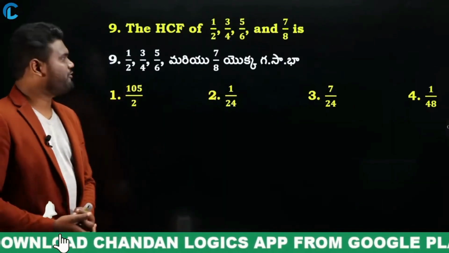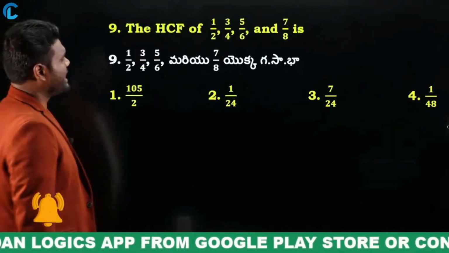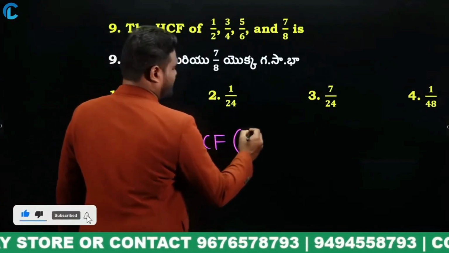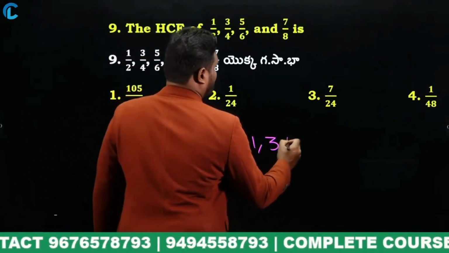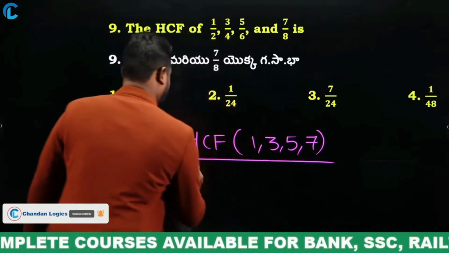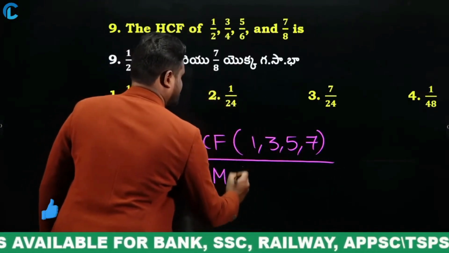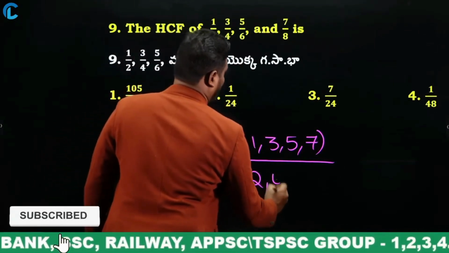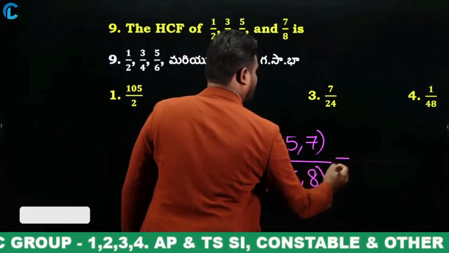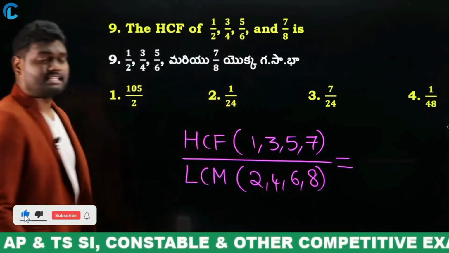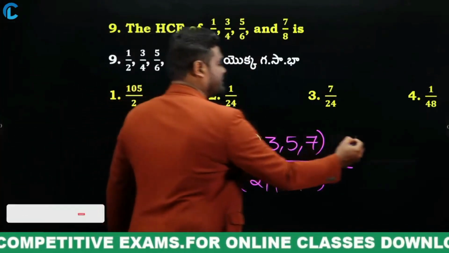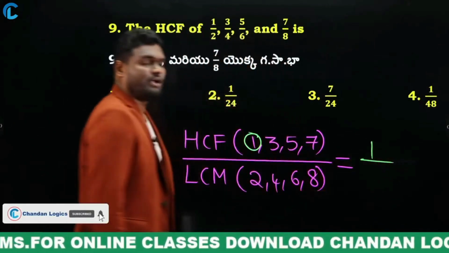Next: HCF of 1/2, 3/4, 5/6 and 7/8. Okay, so you know how to calculate HCF. HCF of numerator divided by LCM of denominator. Numerators are 1, 3, 5, 7. Denominators are 2, 4, 6, 8. Now just comment your answers. HCF of 1, 3, 5, 7: the smallest number is 1. So the HCF is going to be 1. Yes or no?